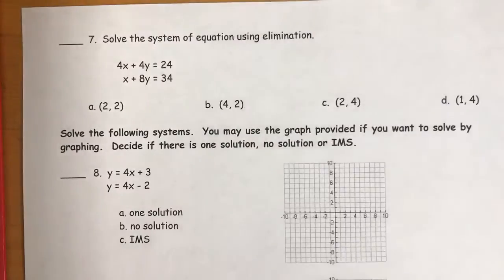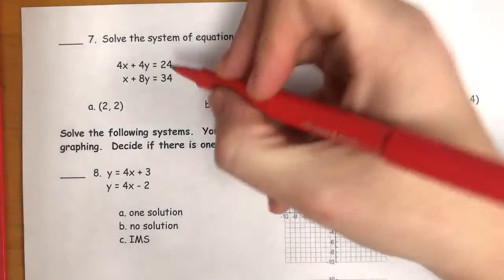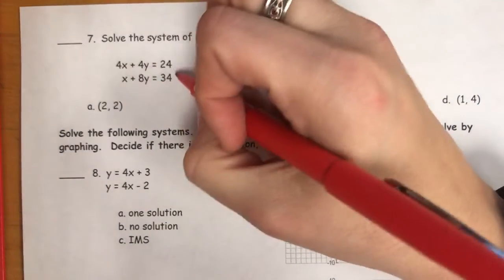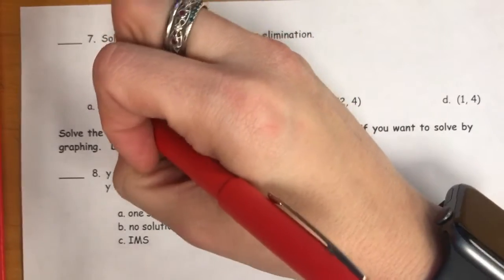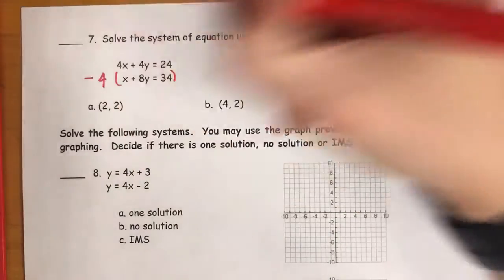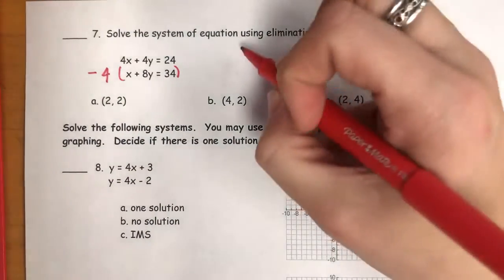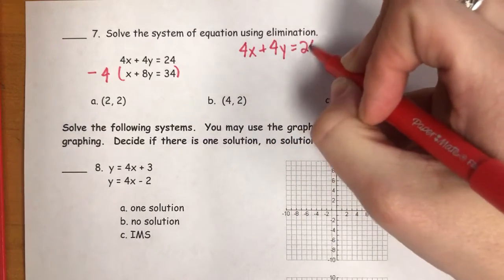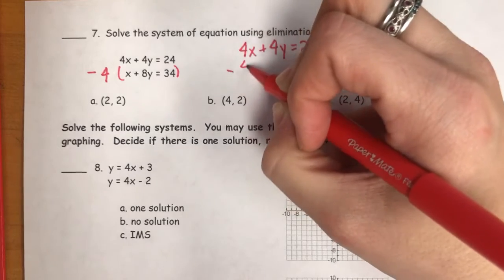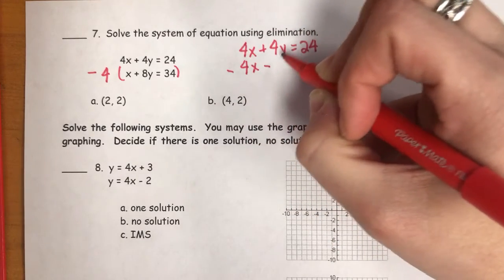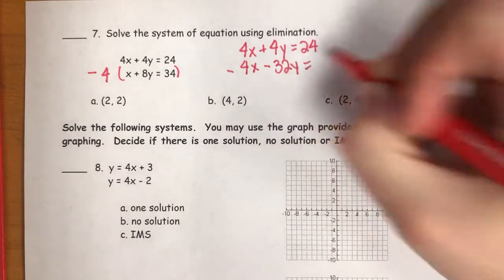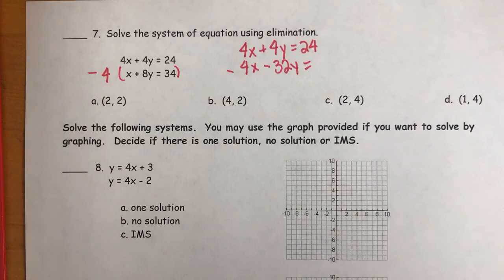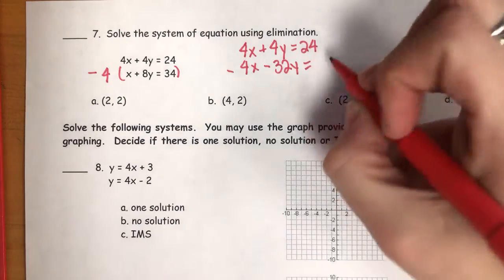Moving on to the next page, number 7. It says solve the following by elimination. So these are stacked, but we don't have a matching coefficient. I'm going to multiply this one by a 4. And then they're both positive, so I need to make one of them the opposite sign, so I'll use a negative. So I'll have 4x plus 4y equals 24. That top equation is staying the same. My bottom equation becomes a -4x minus 32y equals 136.